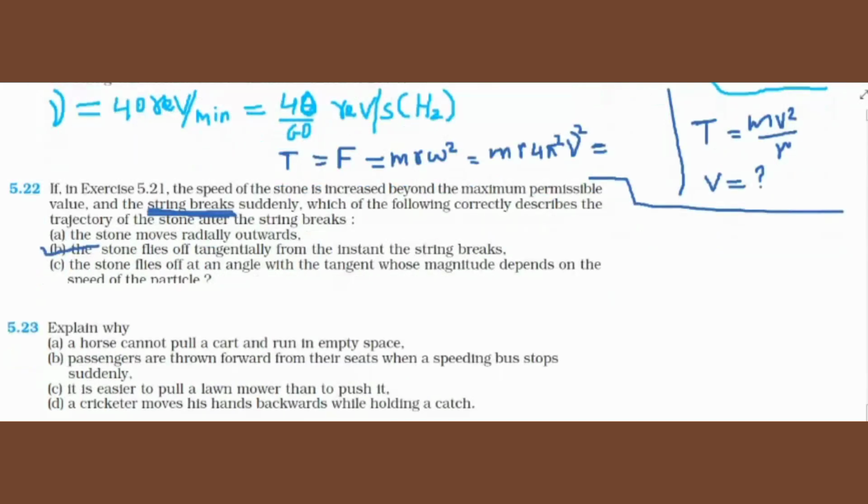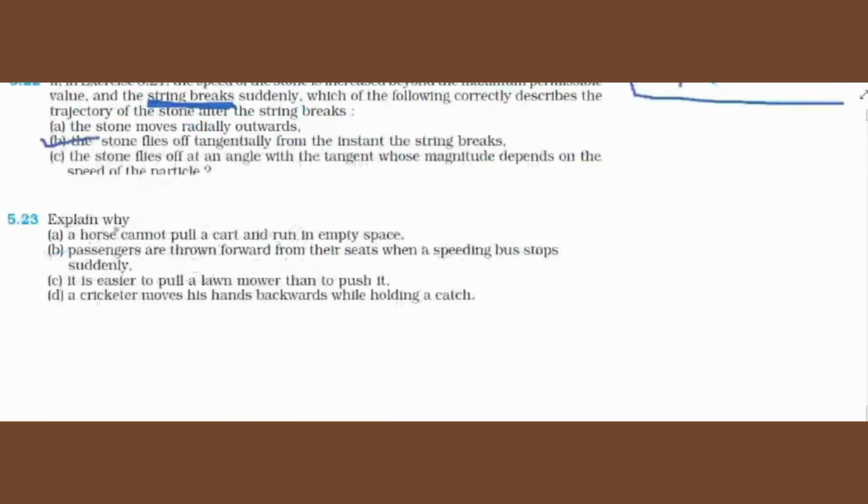Now next, question 23. Explain why a horse cannot pull the cart and run in empty space. The horse will try to apply a force, but we know that if the horse wants to move, it has to get a reaction. And space means nothing is there, so the horse cannot get any reaction from space. This is the only answer.